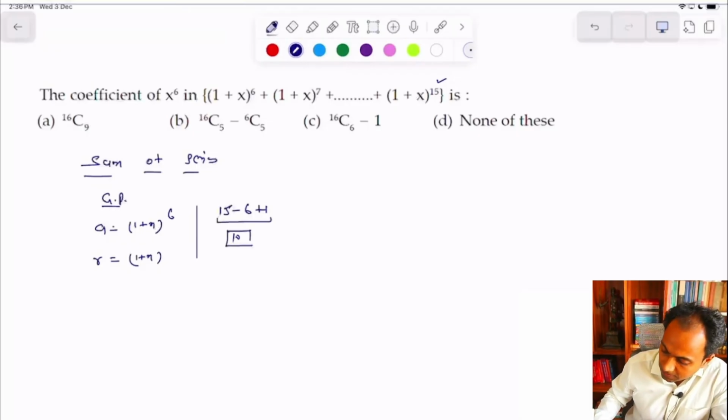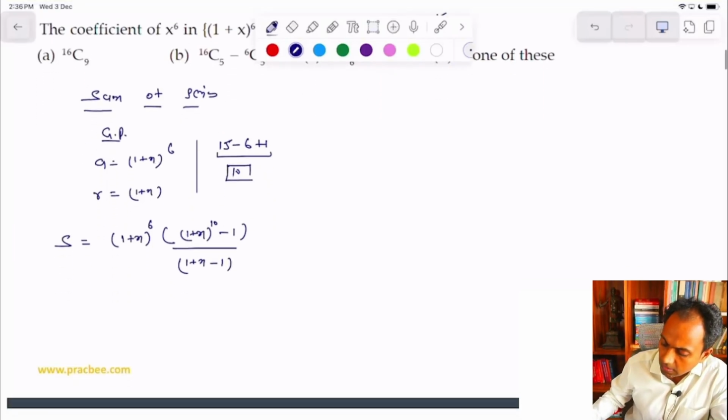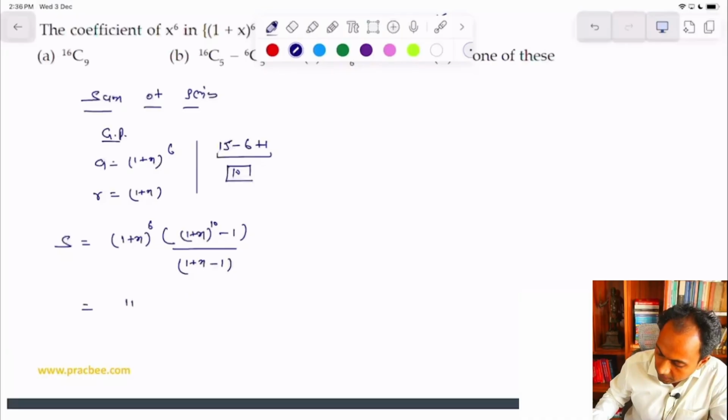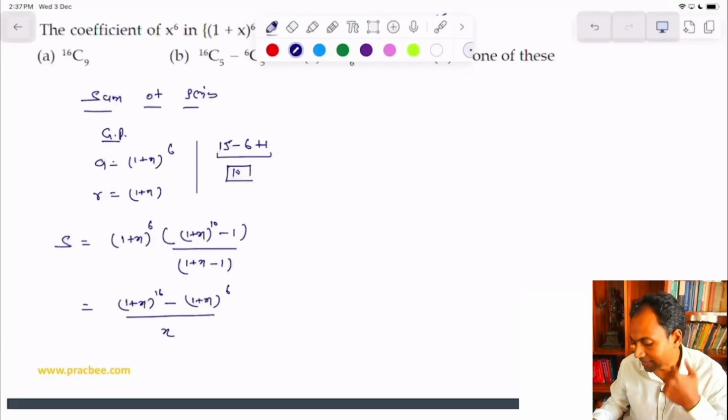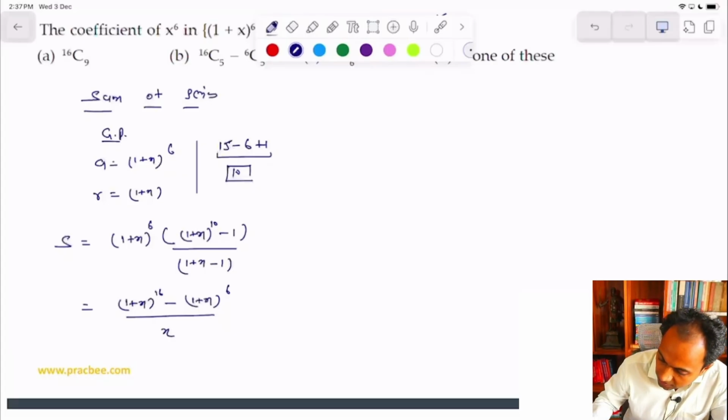So applying the sum of series, my series will become a, that is 1 plus x raised to the power 6, r raised to the power n, so (1 plus x)^10 minus 1 by 1 plus x minus 1. If simplified, this will become (1 plus x)^16 minus (1 plus x)^6 by x. What they are asking is the coefficient of x raised to the power 6 in this. So this is my step 1.